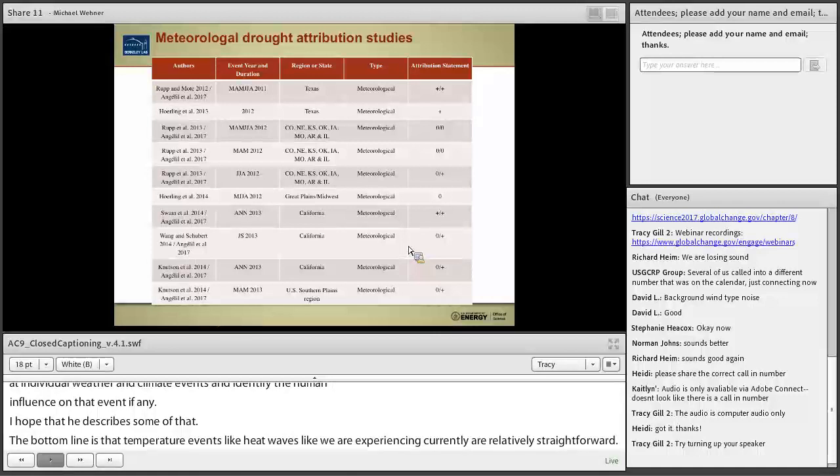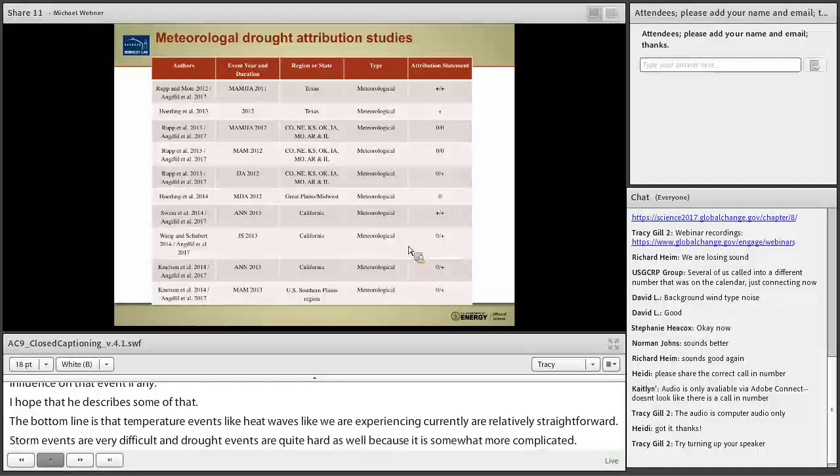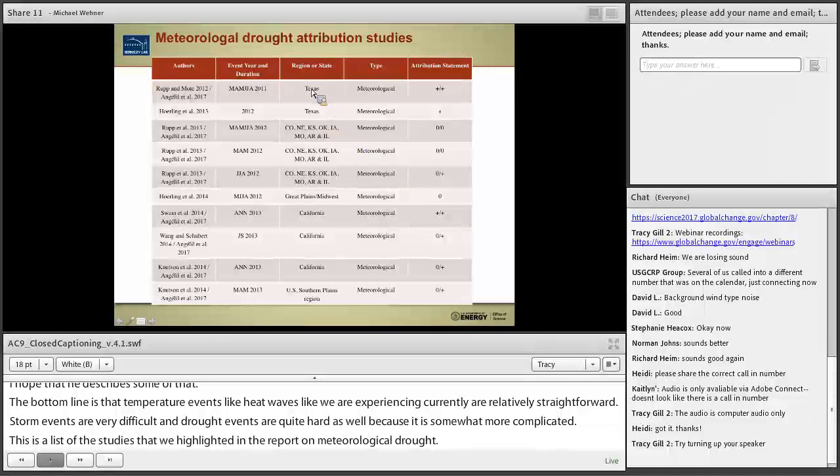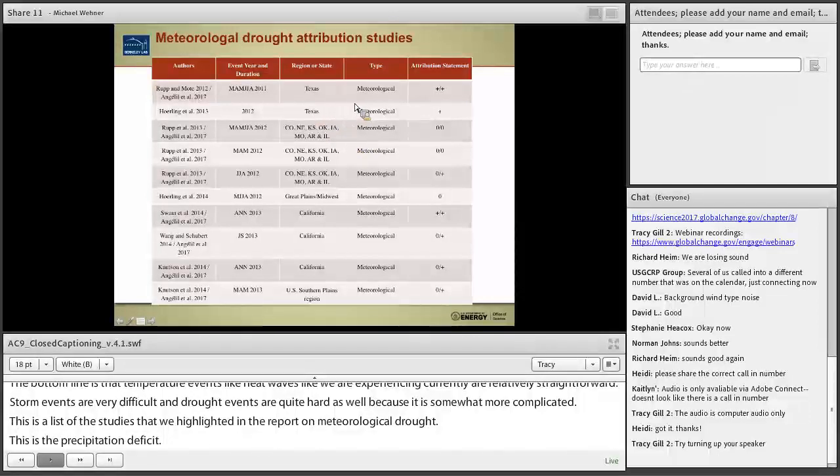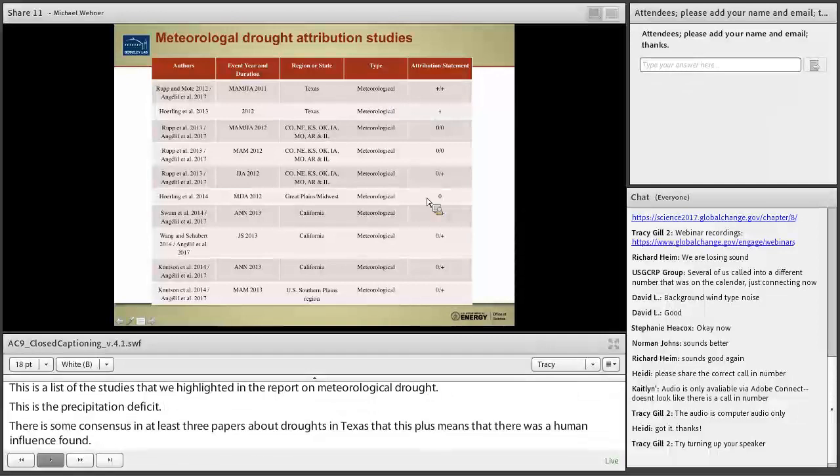And so this is a list of the studies that we highlighted in the report on meteorological drought. This is the precipitation deficit. And there is some consensus in at least three papers about droughts in Texas, that this plus means that there was a human influence found, but not so much in, say, California, which I'm going to highlight as well. These are two interesting regions that have been analyzed for anthropogenic changes in drought statistics.